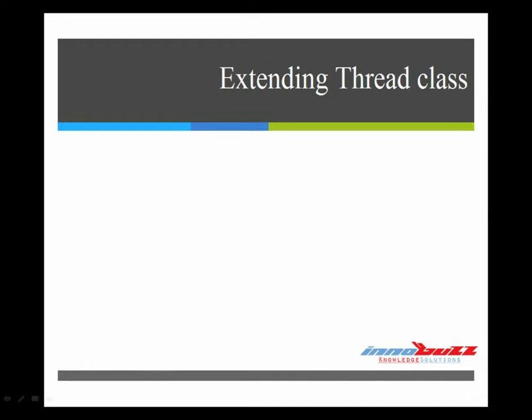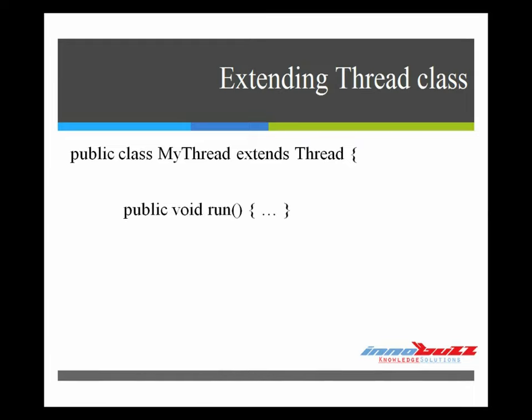The first way of creating threads is extending the Thread class. This is very simple. We write public class MyThread, for example, and the extends keyword and Thread. We can override the run method and write other program parts as well. And this way, we have already extended the Thread class. And we can make a new object instance of this subclass, and we can start a thread by calling the start method of it.